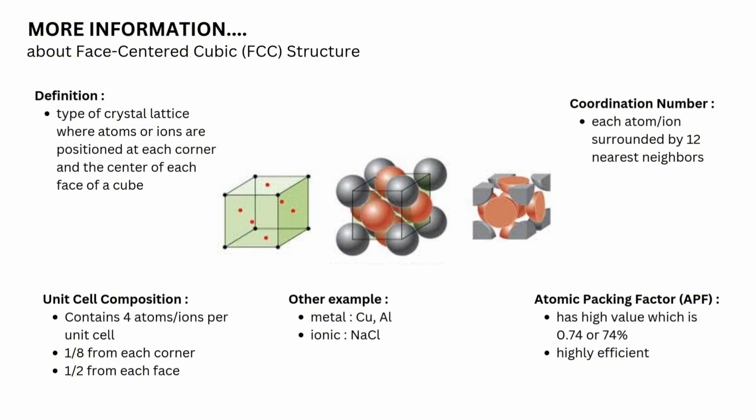And how about the unit cell composition? It contains 4 atoms or ions per unit cell, which is 1/8 from each corner and 1/2 from each face. The value of the atomic packing factor (APF) is 0.74, or in percentage, we can say it is 74%, and it is highly efficient. Other examples of FCC structure are copper and aluminium for metals and NaCl for ionic compounds.